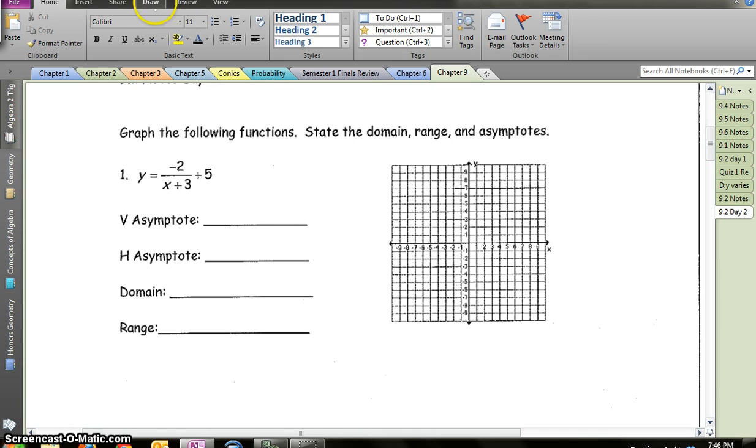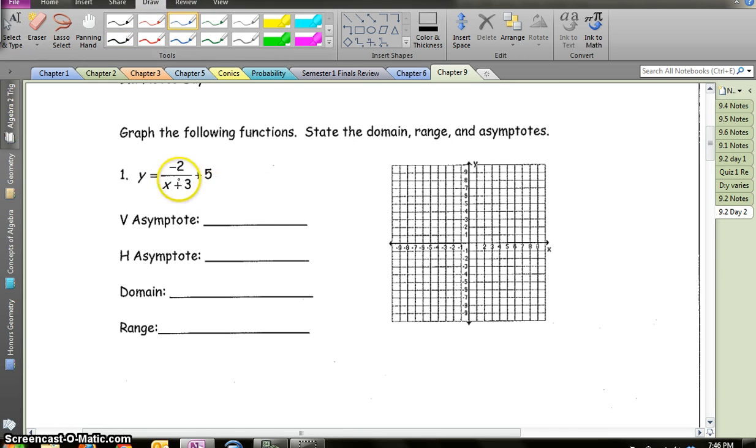So looking at this, my vertical asymptote in this case is what forces my denominator to be 0. So again, x is -3. And my horizontal asymptote is my y value. So y equals 5. Now, our domain and range: remember, our domain is all real numbers except x cannot equal -3. And my range is all real numbers except y cannot be 5.